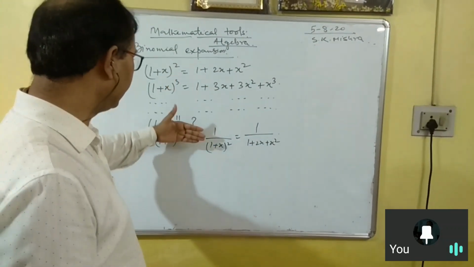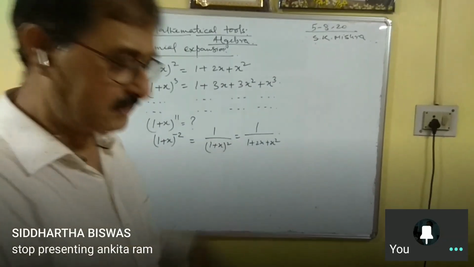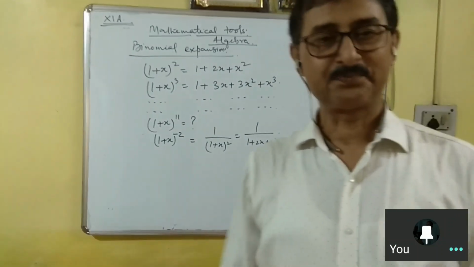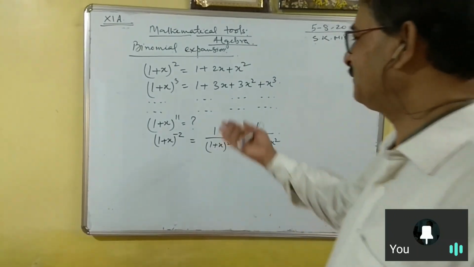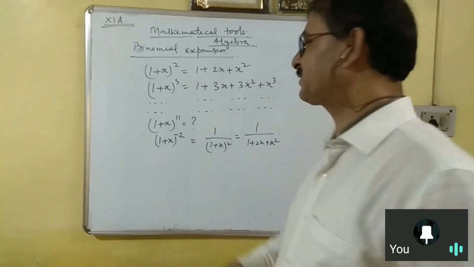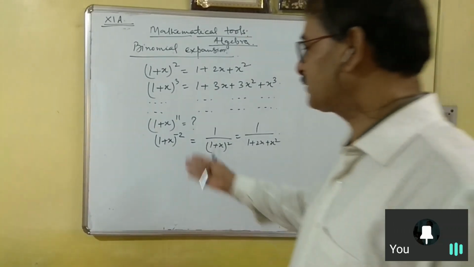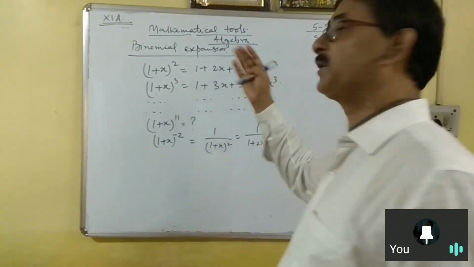Proceeding in this way, if I ask you what is (1 plus x) raised to 11, then it is difficult for you to write the formula, because you have to multiply again and again so many times, and then you finally get the expression for (1 plus x) raised to 11. Similarly, if I ask you what is (1 plus x) raised to minus 2, if it is plus 2, then it is easy for you.